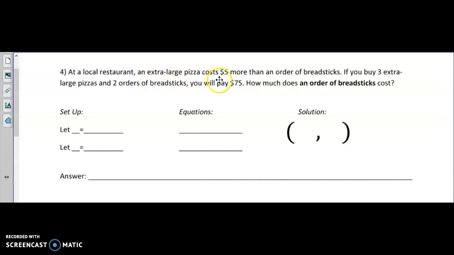So in this problem, we're at a local restaurant. An extra large pizza costs $5 more than an order of breadsticks. If you buy 3 extra large pizzas and 2 orders of breadsticks, you're going to pay $75. How much does an order of breadsticks cost?